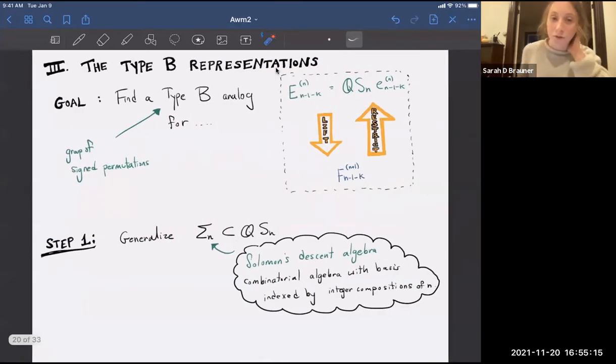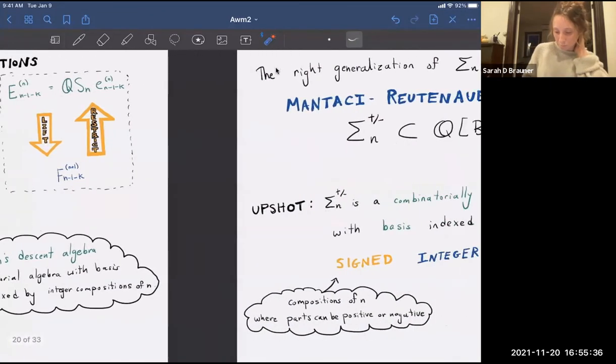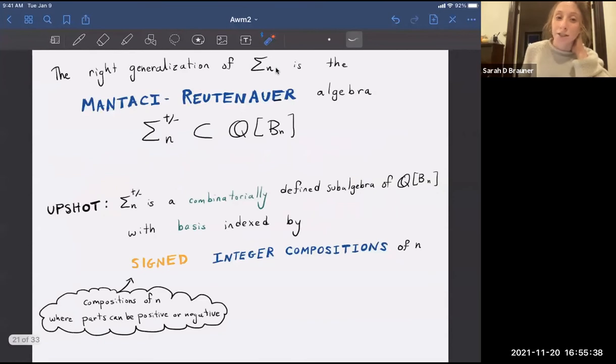Okay, so now I want to do the same thing for type B. And when I say type B, I'm thinking of this as the group of signed permutations. And so the first step is to give some analog of this representation story. And so first I need to generalize this descent algebra, which was that algebra that had a basis indexed by integer compositions. And it turns out that the right generalization here is called the Mantaci-Reutenauer algebra, which I'm going to write like this. And again, it's some combinatorially defined subalgebra of the group algebra of Bn.